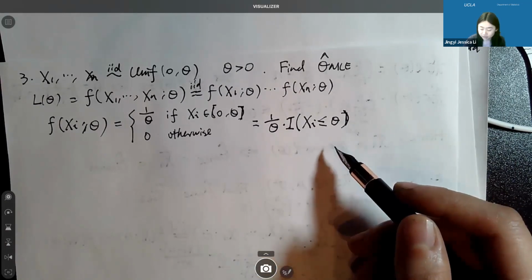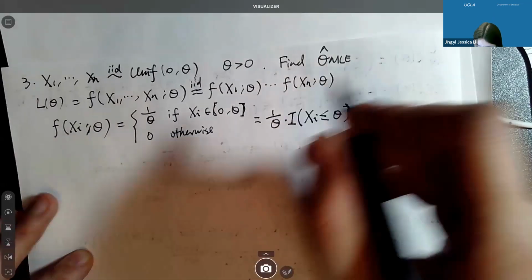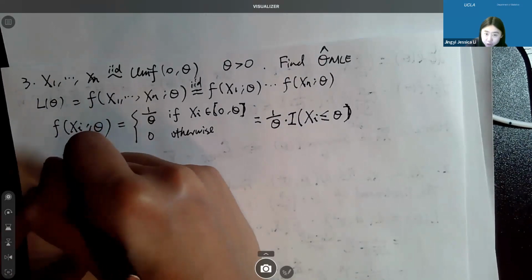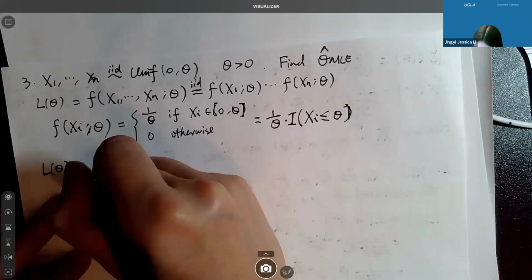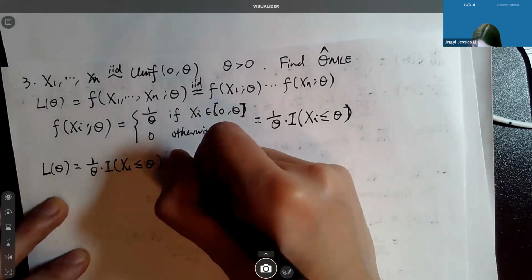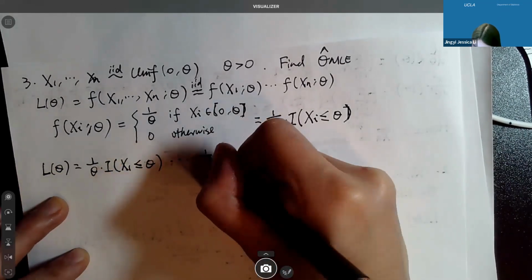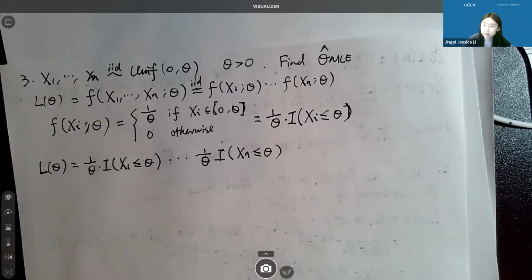Okay, so with this, the L of theta will be equal to, for each term, 1 over theta times the indicator function that x1 is less or equal than theta, multiplied up to 1 over theta times the indicator that xn is less or equal than theta. Do we have questions about this expression? So we're still multiplying the densities together, but for each density, theta defines the boundary, so we need to incorporate that into the indicator function. Otherwise, we lose information.